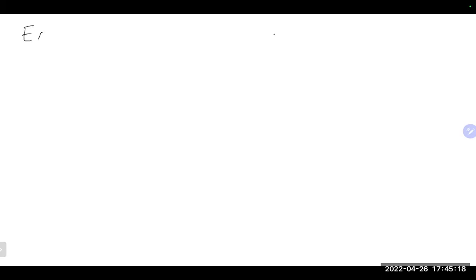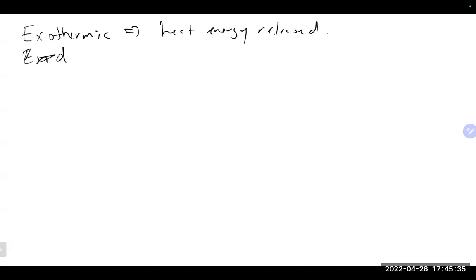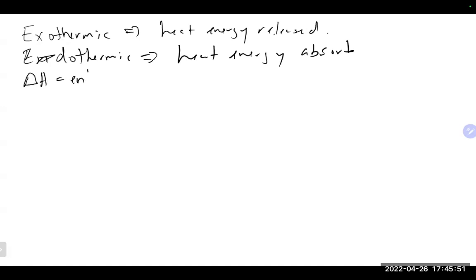So two really big themes in terms of energy, right, is exothermic, which means heat and energy is released, and endothermic, which means basically that heat and energy is absorbed. And there's really two ways that we look at heat and energy in reactions. The first major way is delta H, which is the enthalpy.